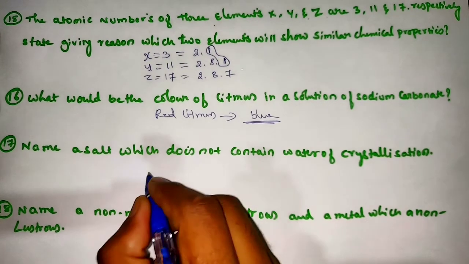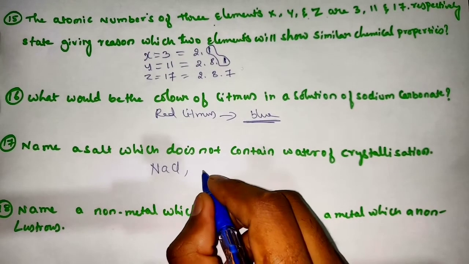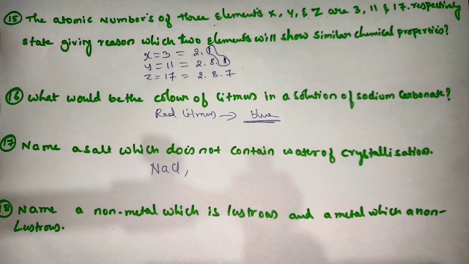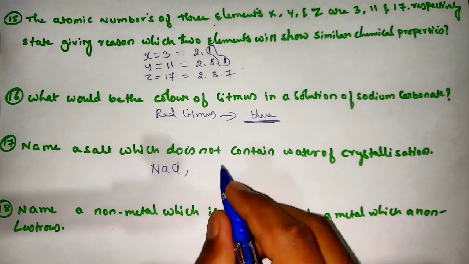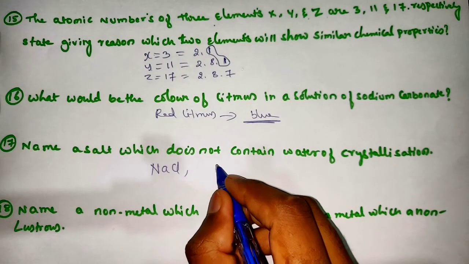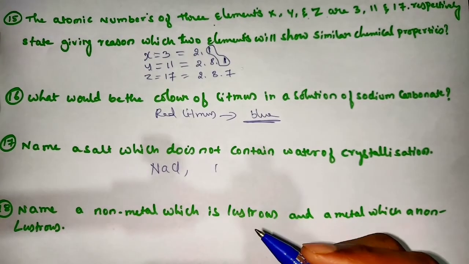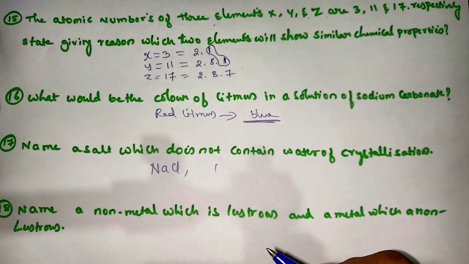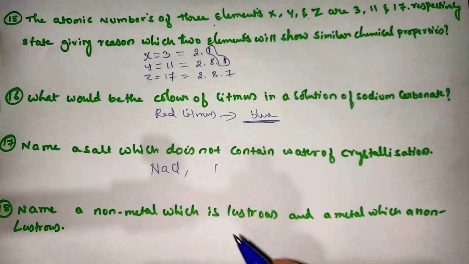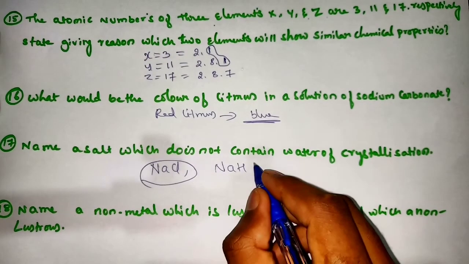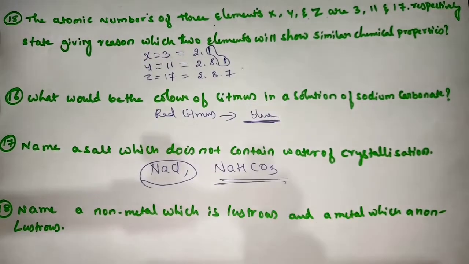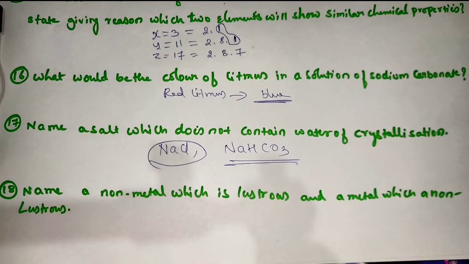Here generally you can write NaCl doesn't have. Okay, potassium nitrate, it doesn't have any water of crystallization, but they are asking about the salt which they have given in the textbook. So we can write baking soda. What is the formula of baking soda? That is NaHCO3. That baking soda doesn't have water of crystallization. So you can write either NaCl or NaHCO3. That is baking soda.